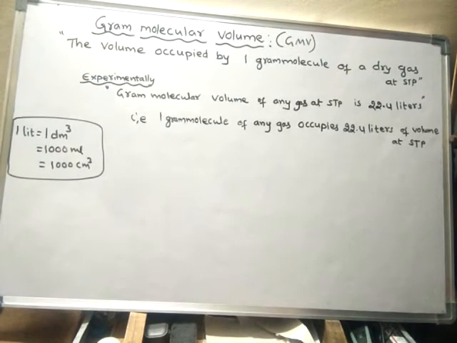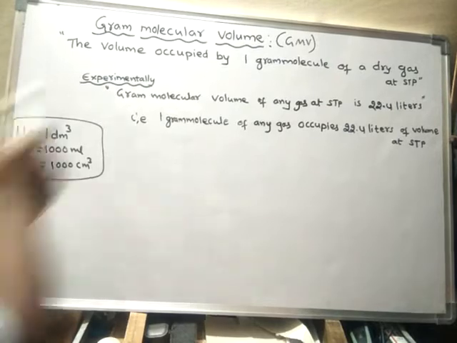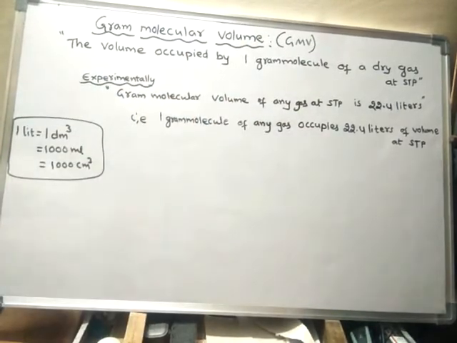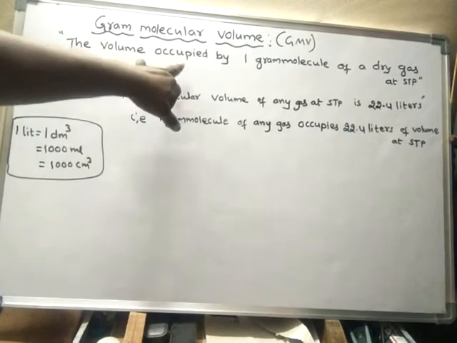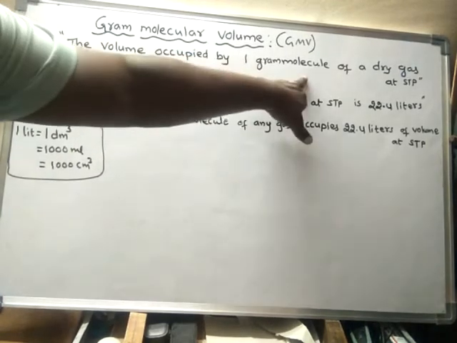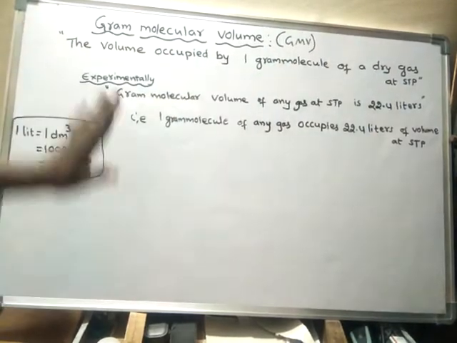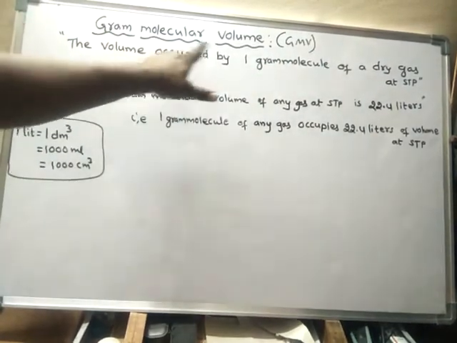Today we will learn about gram molecular volume. What is gram molecular volume? GMV. The volume occupied by 1 gram molecule of a dry gas at STP is said to be gram molecular volume.